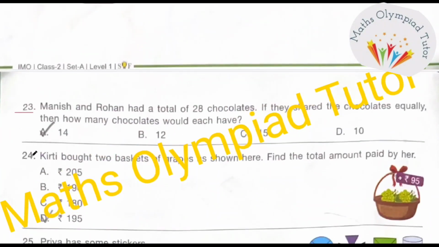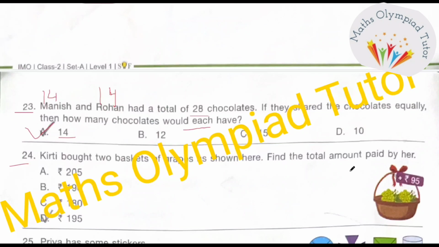Then there is Manish and Rohan had a total of 28 chocolates. If they share the chocolates equally, how many chocolates would each have? Each means every one of them, Manish and Rohan. How many chocolates Manish will have and how many chocolates Rohan will have? So in all 28 chocolates they have. So 28 divided by 2. That is 14 with Manish and 14 with Rohan. So equally they'll share 14 and 14 chocolates like this. So 14 is here in option A. We should select this.